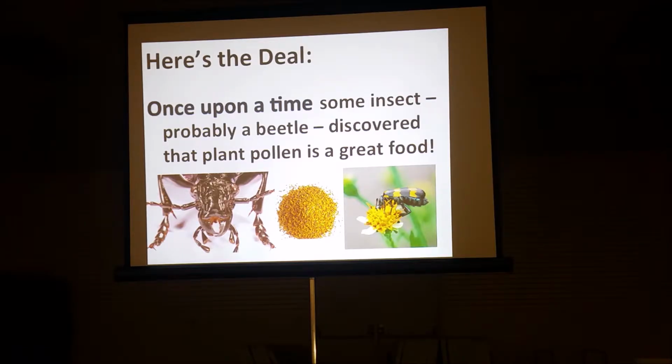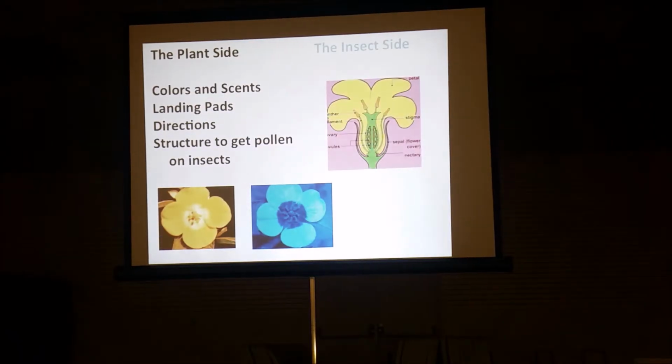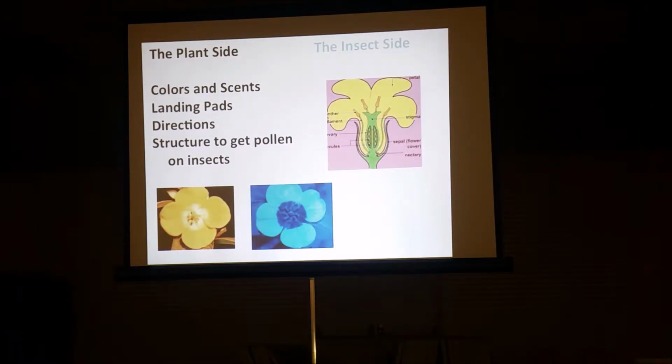So that's kind of what we're talking about. How did insects get their food habits? How did that relationship between plants and insects really evolve over the years? So let me give you the two sides of it. This is kind of the executive summary.